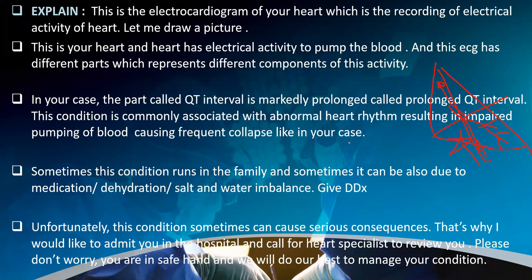Clear, everyone? So this is how you should explain any of these heart related conditions like QT prolongation, or sometimes we will get SVT, we will get atrial fibrillation. All these things, we will not go into detail of the ECG. We will just say that this happened and it causes impaired pumping of the blood, resulting in lack of blood supply to your brain, and that's why you are getting frequent collapse.